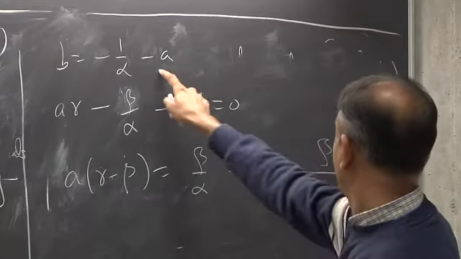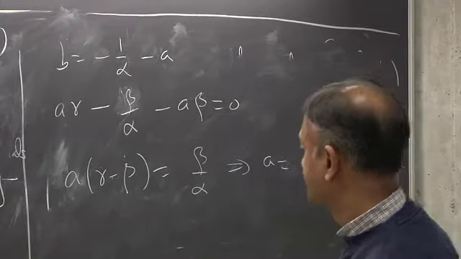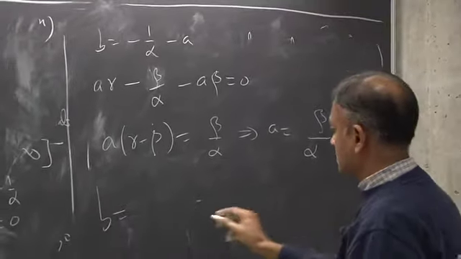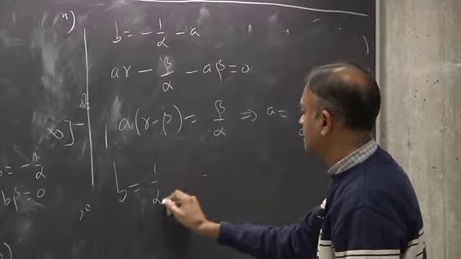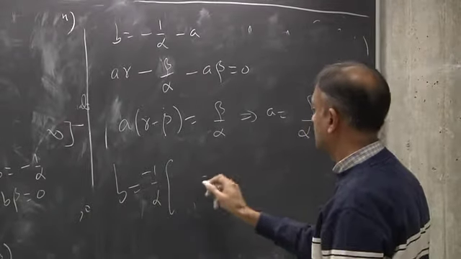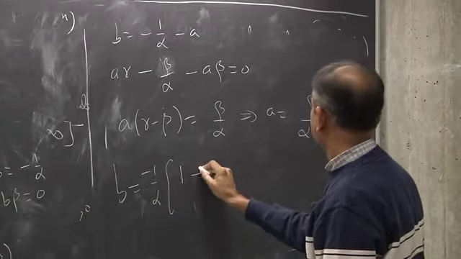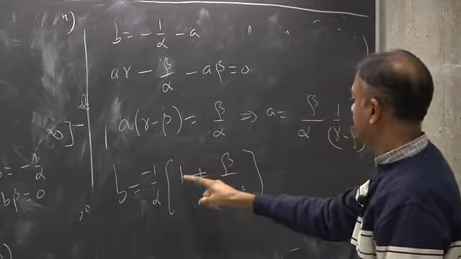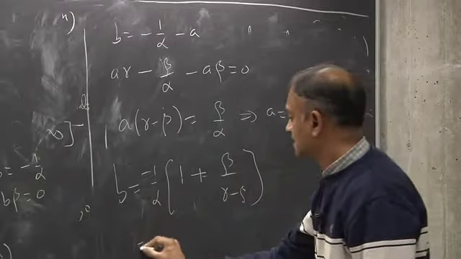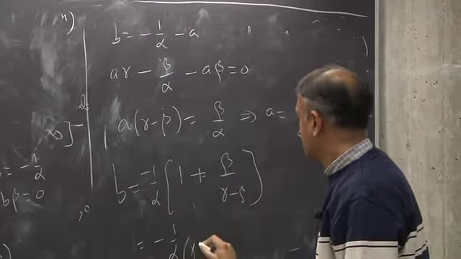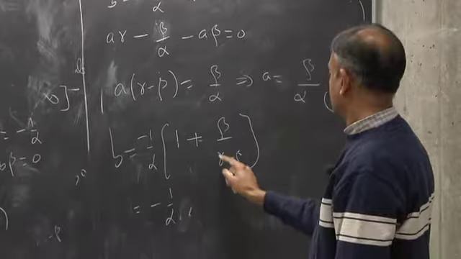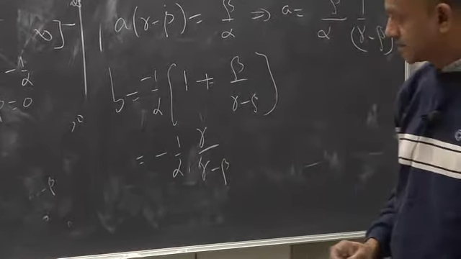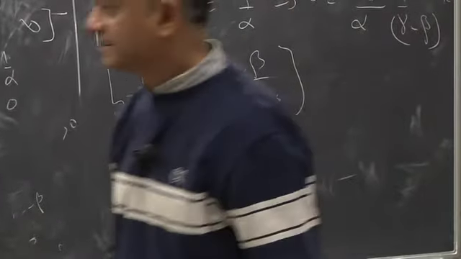And then if we substitute that there, b is equal to minus 1 over alpha times 1 plus beta divided by gamma minus beta. So this time beta cancels. So this is the same as minus 1 over alpha times gamma divided by gamma minus beta. That's okay. So now we can integrate.